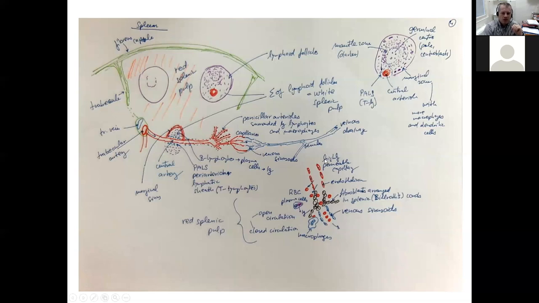So the red pulp is made of sinusoids, highly permeable capillaries, a labyrinth of Billroth's splenic cords, and the venous sinusoids, and the macrophages, and also plasma cells. So there is a combination between closed circulation, that's when the blood is allowed to pass directly into the veins, and open circulation, when the formed elements need to find their way. In human spleen, there are both mechanisms involved. So that's the red and white splenic pulp.